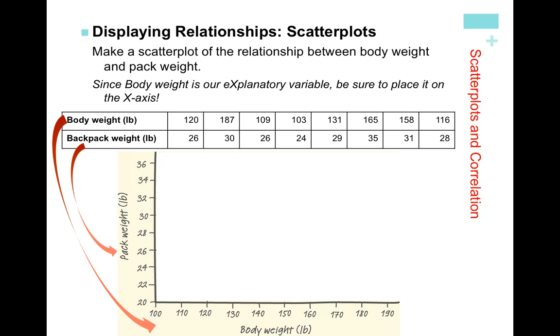Like I said, we do not need to start at 0. So we've got the smallest body weight is 103 pounds. So starting at 100 pounds here. And then your smallest backpack weight, it looks like, is 24. So starting at 20 here. And then you just want to be consistent within the axis. So like on the y-axis, counting by 2s, and then on the x-axis, counting by 10s. It just needs to be the same interval on each axis, but not the same for x and y together. And then you just plot those ordered pairs. So for example, this point that's outlined here is that 120-pound individual that has a 26-pound backpack.